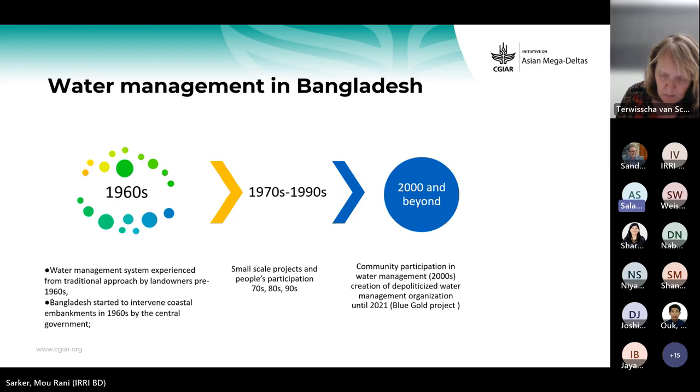In this period, projects like the early implementation projects or system rehabilitation projects introduced the concept of people's participation in planning and managing projects. But it was after the 1990s that it was more institutionalized under different projects called IPSAM or Blue Gold, where they worked more on people's participation.